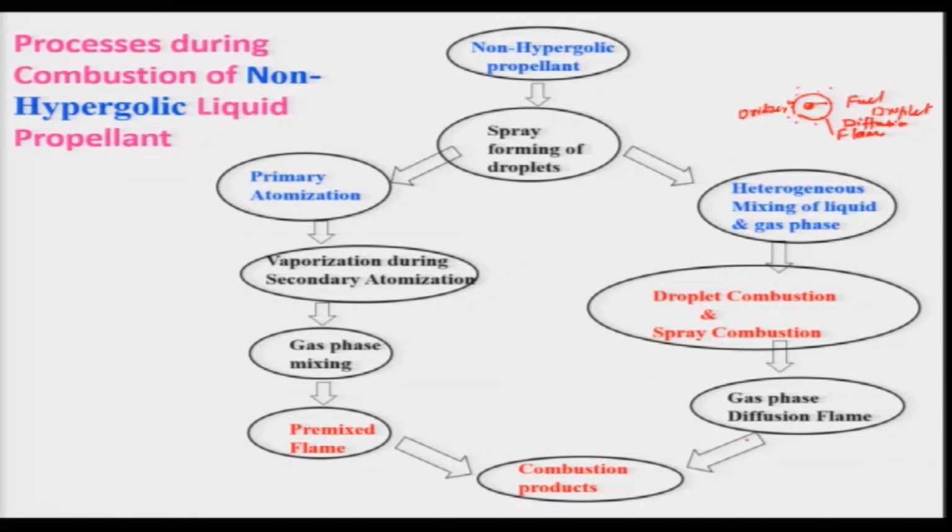If you look at it, both the diffusion flame and premix flame can really occur in the combustion chamber. There might be flamelets also, and there might be what is known as the partially premixed flame zone. So, the process is quite complex, but keep in mind that in non-hypergolic propellant, basically there will not be any liquid phase reaction taking place.